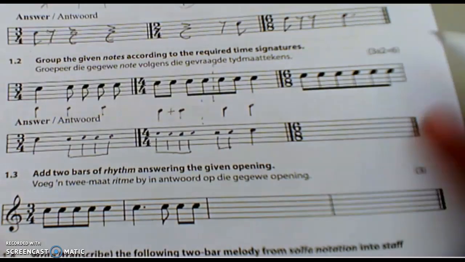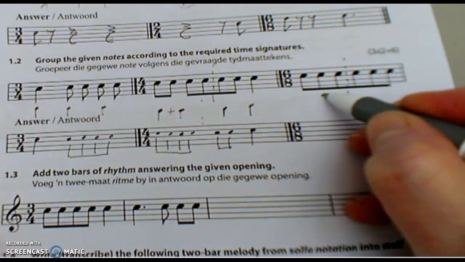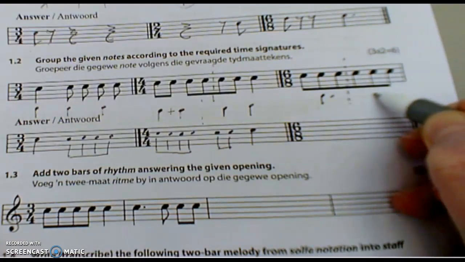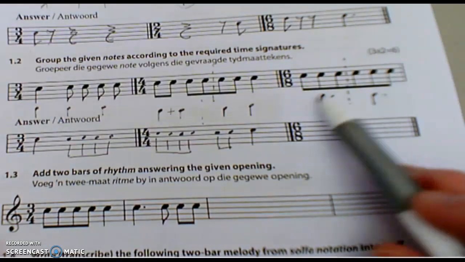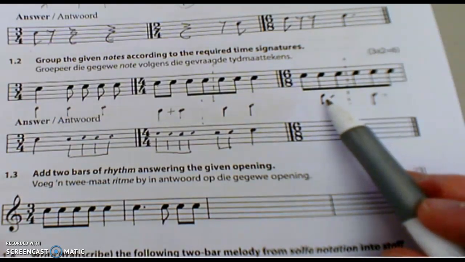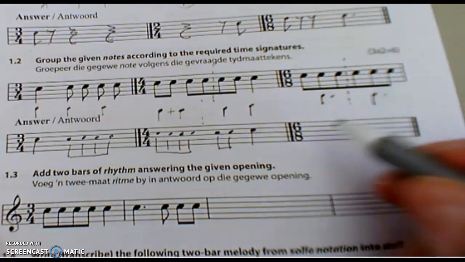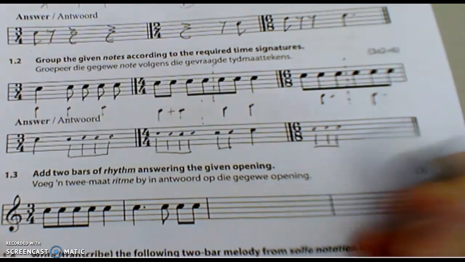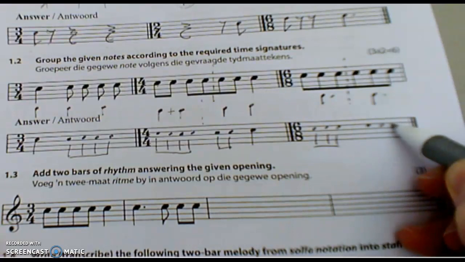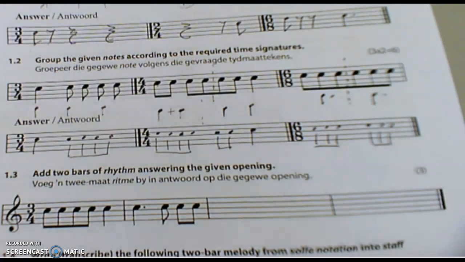Now with 6/8, it's very important that we know that we must form a dotted crotchet this side and a dotted crotchet this side. Don't change this into one note now, into a dotted crotchet. It's not the idea, and not into a dotted crotchet that side. I just group the first 3 quavers together, and I group the next 3 quavers together. That's very important that you have it like that.